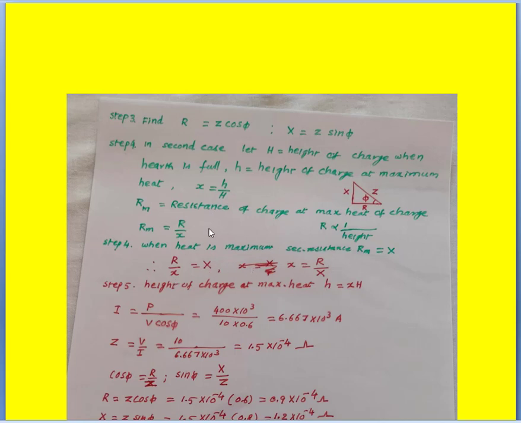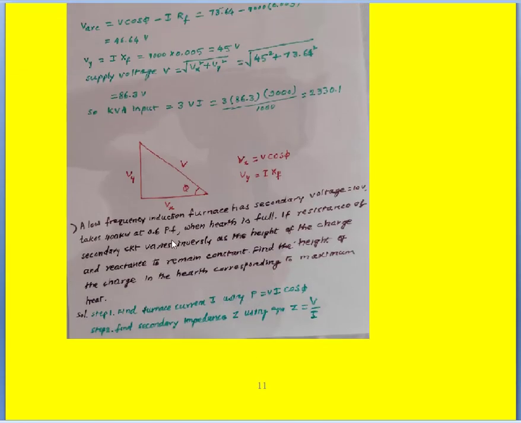We know Rm is defined as R by x, so R by x is equal to capital X. From this we can write small x is equal to capital R by capital X. Then step 5: the height of the charge at maximum heat is small h is equal to x into H. Next we calculate capital I is equal to P divided by V cos phi. P is nothing but 400 kilowatts.